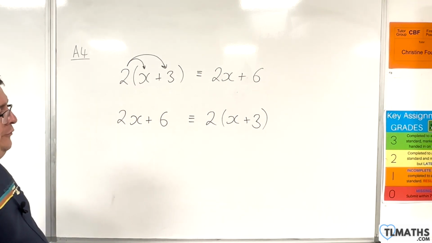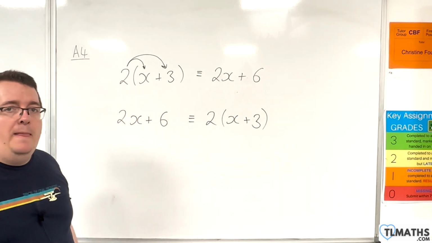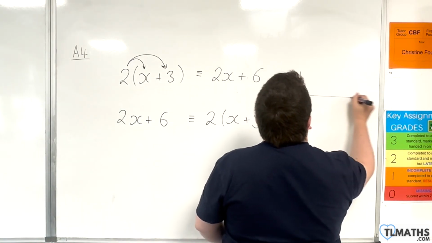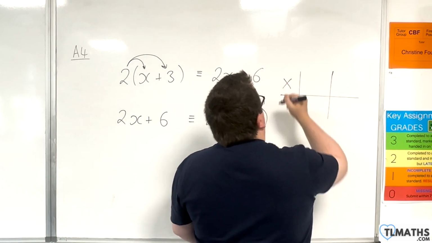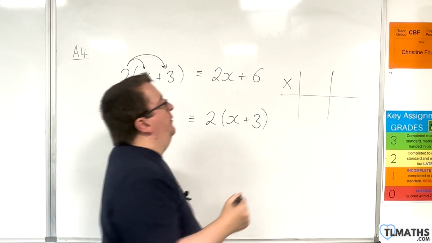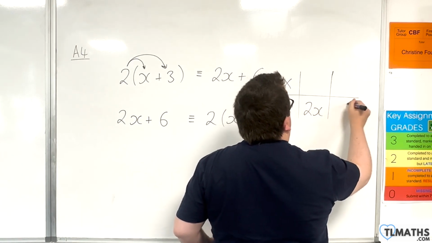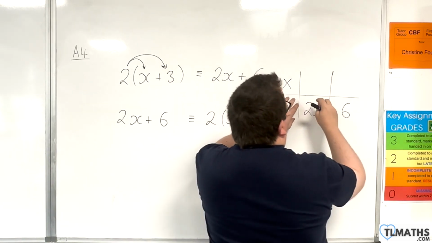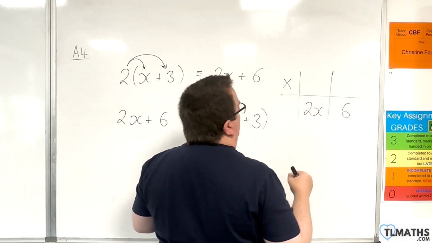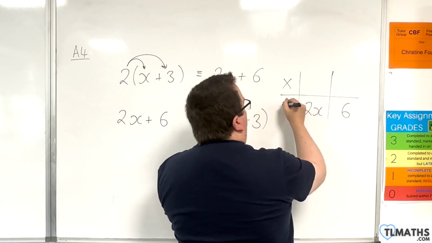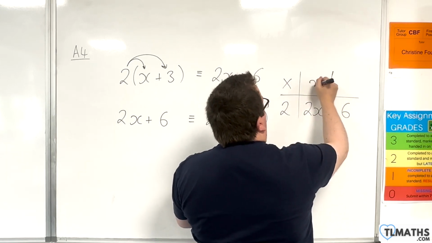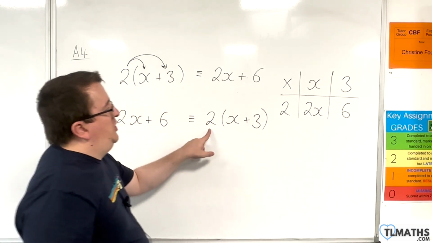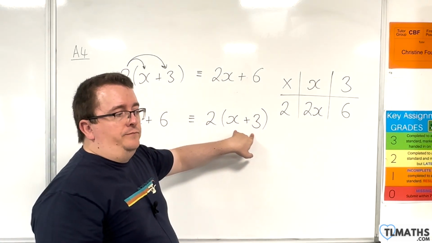Now, you can also do this in a grid if you want. So the idea would be that you've got a multiplication grid. We're starting off with the 2x and the 6. Okay, so that's the result, and I need to get this bit and this bit. So spotting that you have this factor of 2 means that that would have had to have been x, and that would have had to have been 3. And so that gives you the 2 and the x plus 3. Okay?